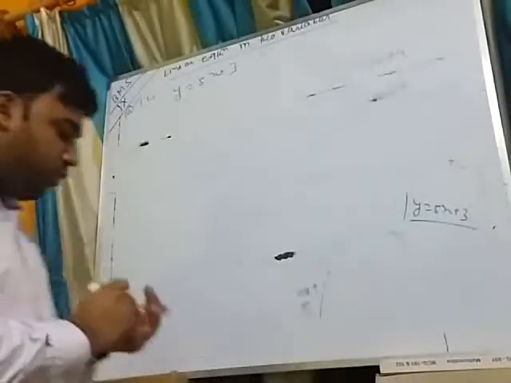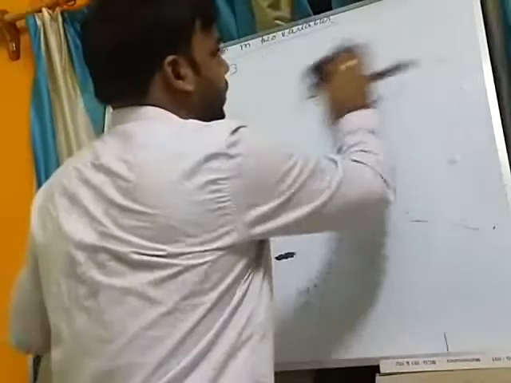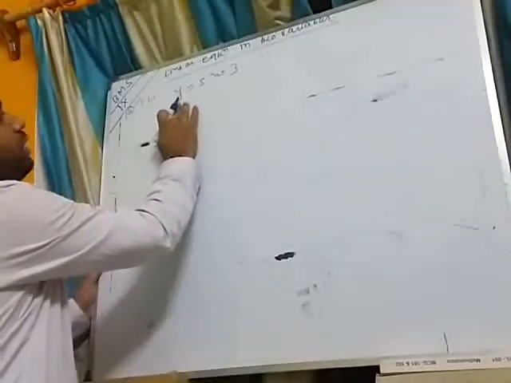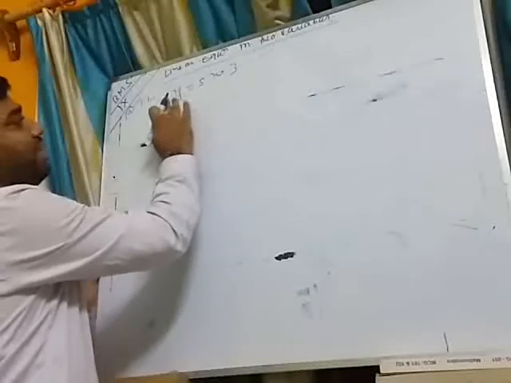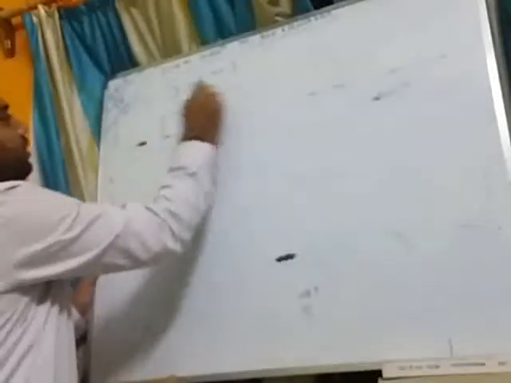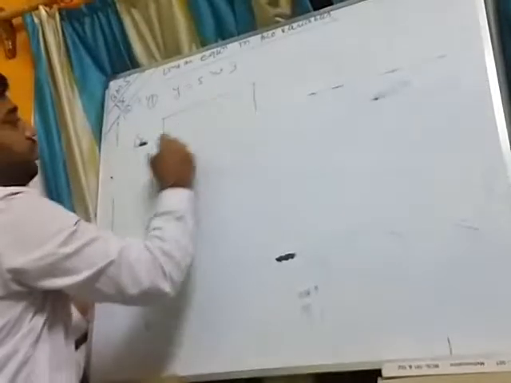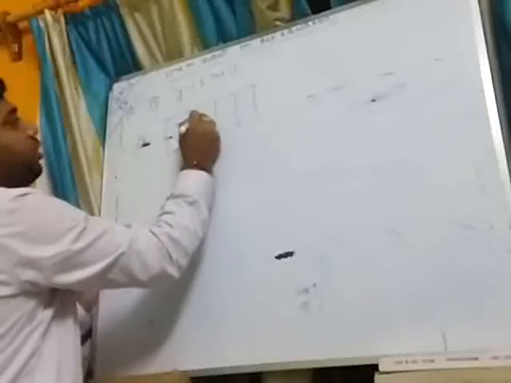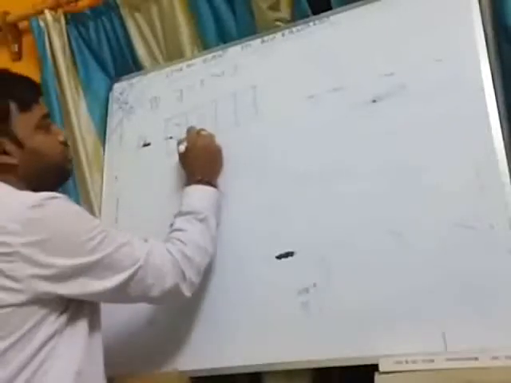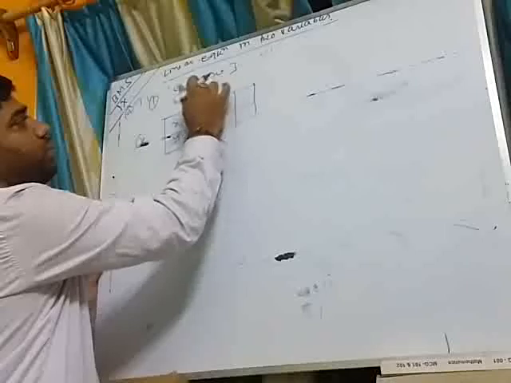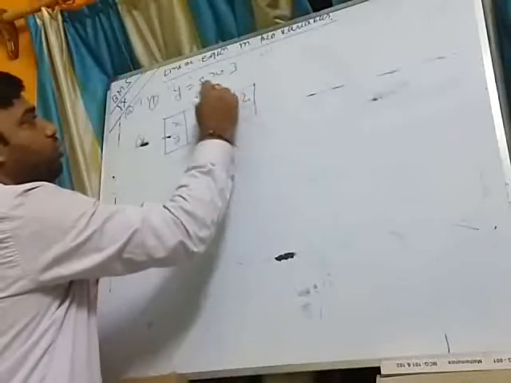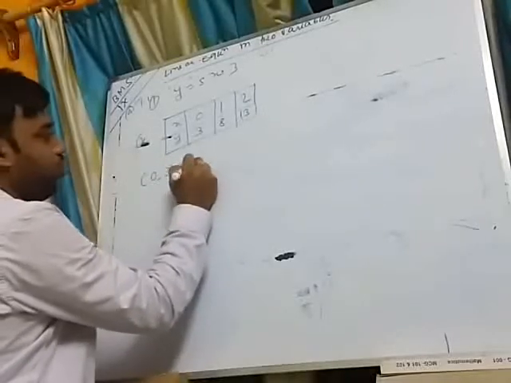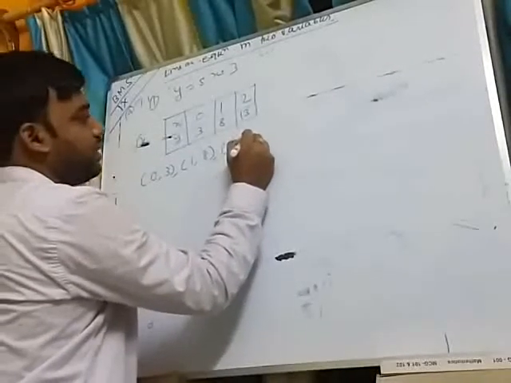So we know that for drawing a line, we should follow some steps. The first step is already done: y is expressed in terms of x. Second step, make the table, that is x and y. If we put x equal to 0, then we get y equal to 3. x equal to 1, you get 5 into 1, 5 plus 3, 8. x equal to 2, 10, 13. Okay. So the points are (0, 3), (1, 8), (2, 13).